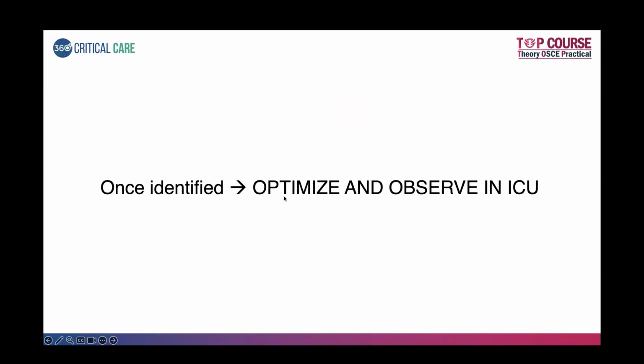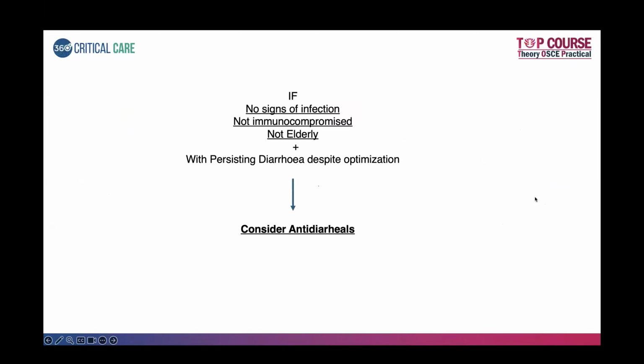So once you've identified the etiology, you need to optimize and then observe in the ICU. So if no signs of infection are there, the patient is not immunocompromised, is not elderly with persistent diarrhea despite optimization, then you need to consider antidiarrheals.